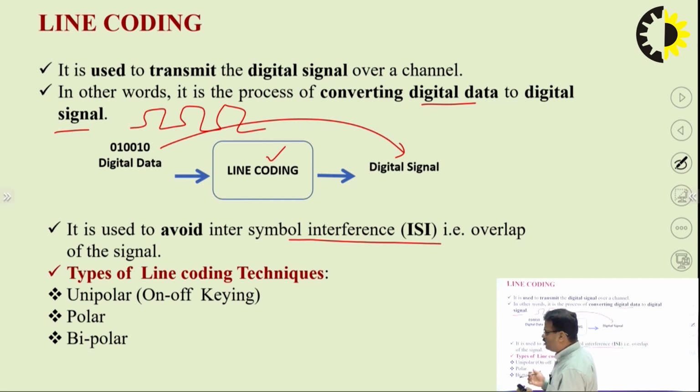Now, there are various types of line coding. Some popular line codings are unipolar like OOK, on-off keying, polar, and bipolar. We can also categorize these line codings into RZ and NRZ, non-return to zero and return to zero, Manchester coding and so on.